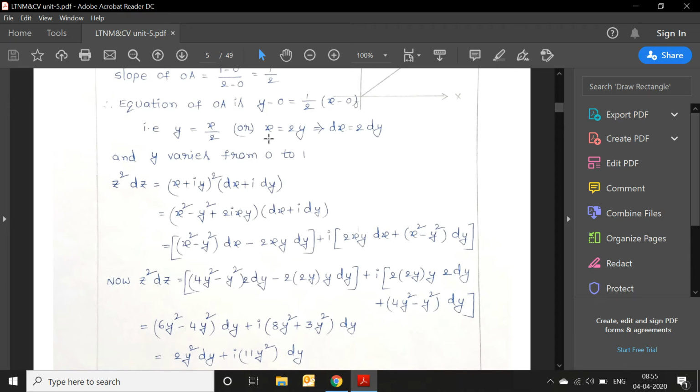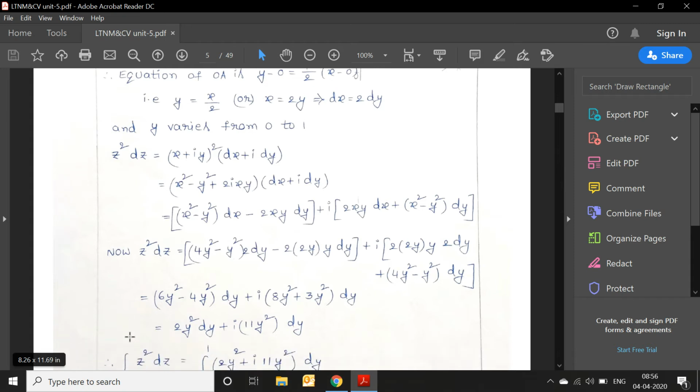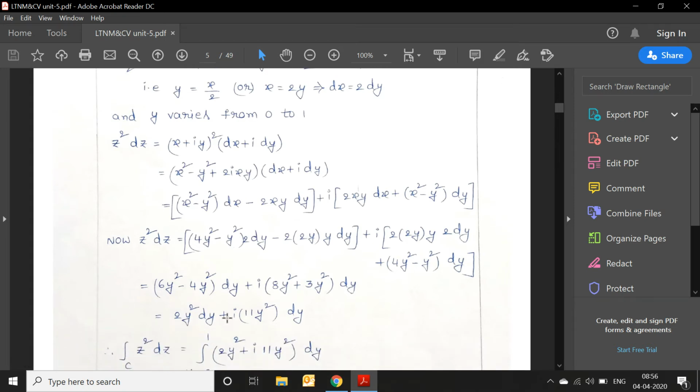After that we substitute x is equal to 2y and dx is equal to 2 dy. So now substitute the values. x square is equal to (2y) whole square, 4y square minus y square, and dx is 2 dy. Next, 2y into x value, which is 2y, into dy. Next, 2y, x value is 2y, and dx is 2 dy. Next, x square is 4y square minus y square into dy. Now after simplification we get 2y square dy plus i into 11y square dy.